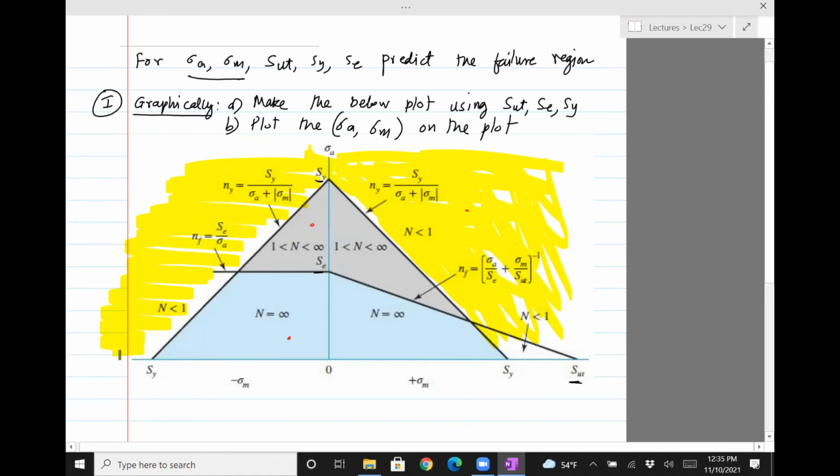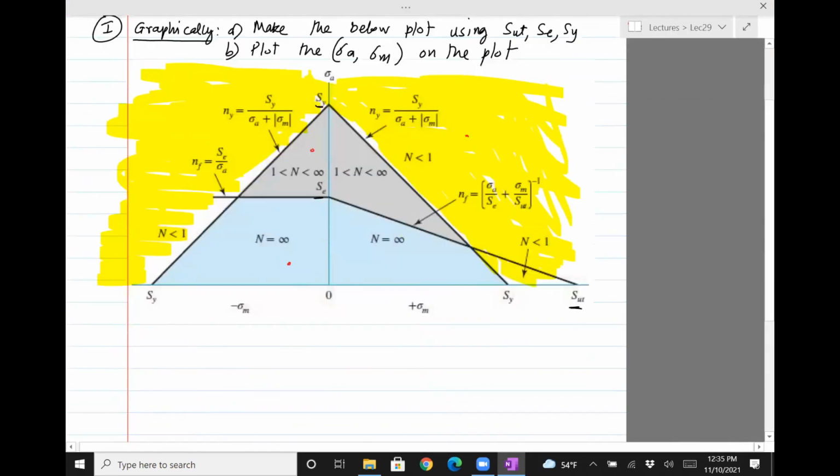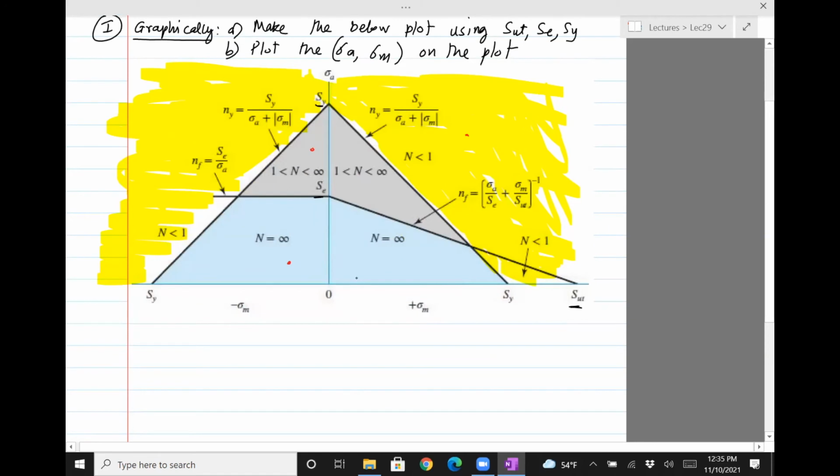Okay, so that's all the possible regions in this plot, including this one. And then what we can do is, once we plot it, if it is in this region, it's infinite life. That is, in other words, if for that stress, sigma A, sigma M, this part will never fail. If it is in this region, it's finite life. That is, at some particular cycles, it could be 1,000 or 10 raised to 4 or million, it will fail.